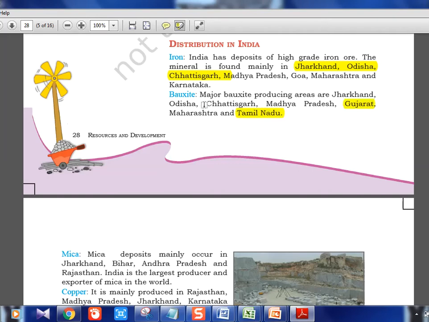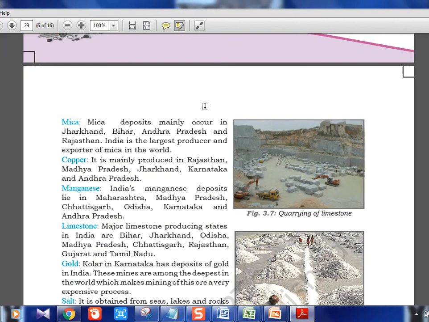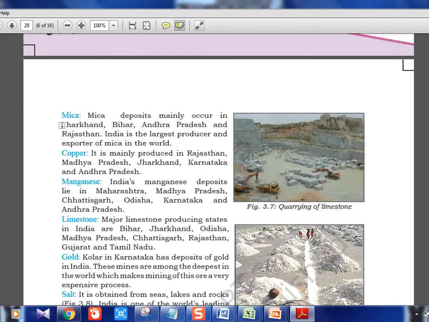Okay, iron ore, bauxite, mica. Mica is there in Jharkhand. So Jharkhand is, you can tell, like almost every resource is there. Okay, the Chotanagpur plateau is there. Those places are rich in all kinds of resources. Bihar, Andhra Pradesh, Rajasthan. So again, one place in the west and one place in the south. India is the largest producer and exporter of mica. So try to remember the mica states. Because it's the largest producer in the world, try to remember the 4 states of mica.